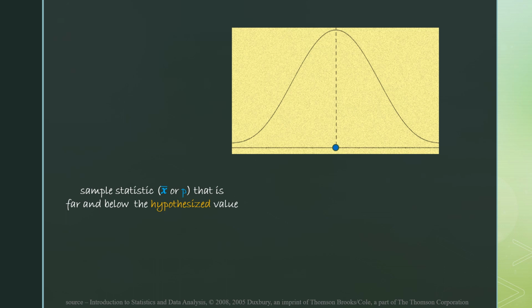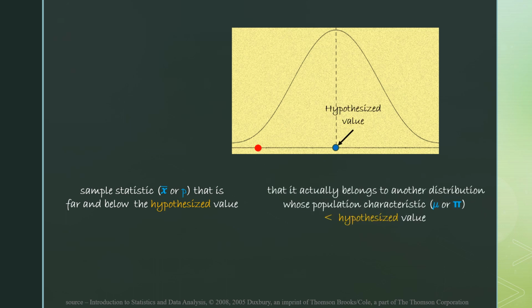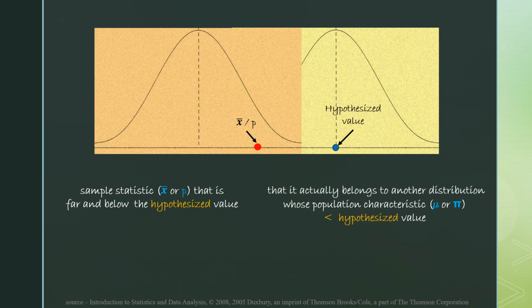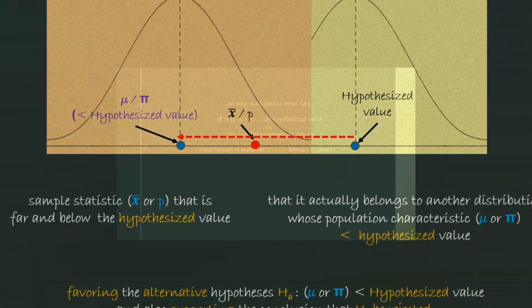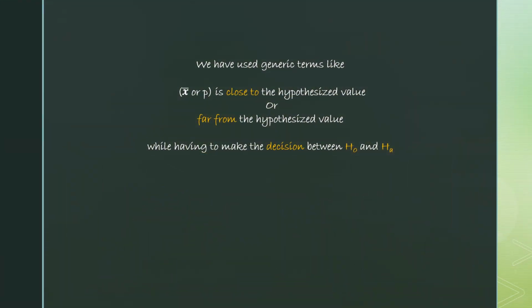Another argument can be placed for a sample statistic x bar or p that is far below the hypothesized value, that it belongs to another distribution whose population characteristic mu or pi is less than the hypothesized value, favoring the alternative hypothesis HA that claims mu or pi is less than the hypothesized value, and also supporting the conclusion that H0 be rejected.